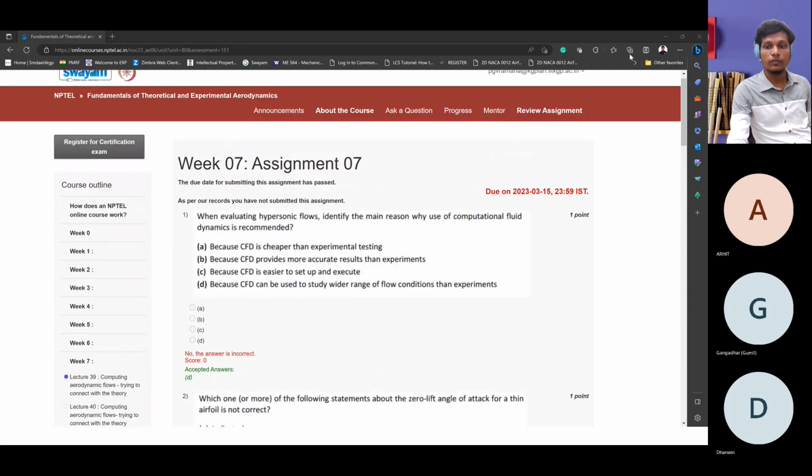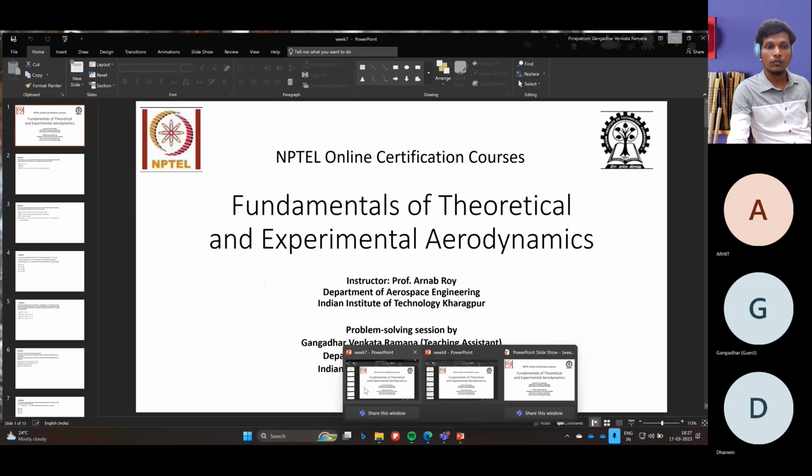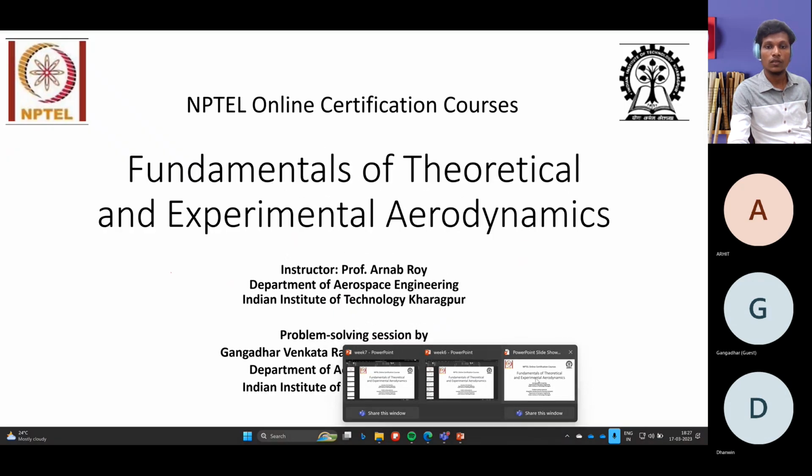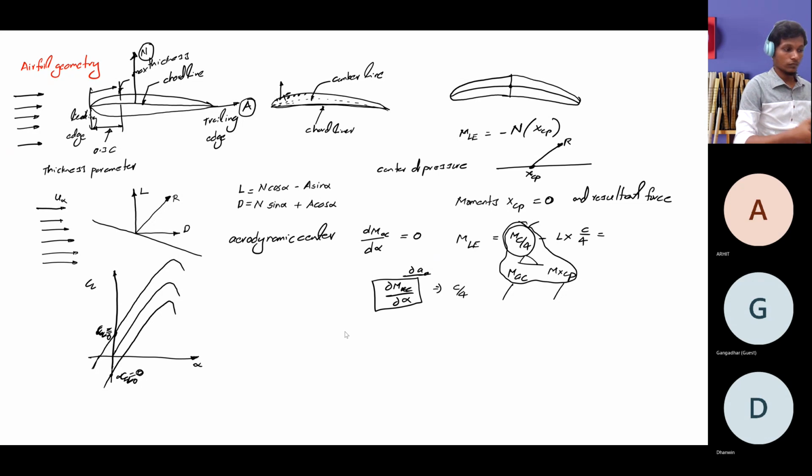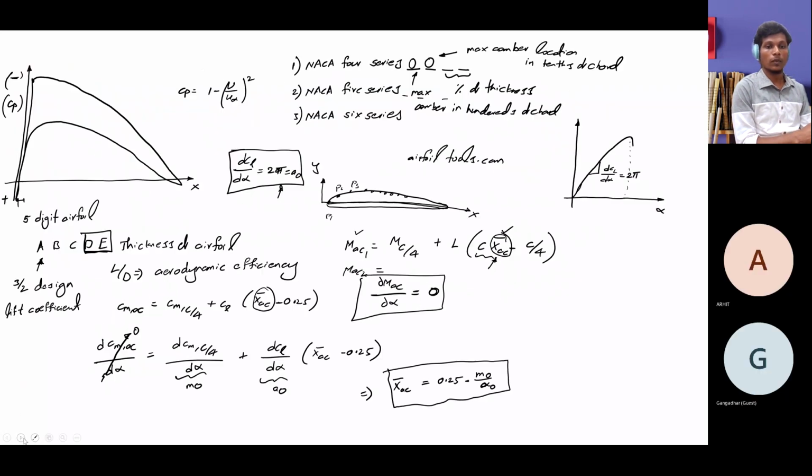So let us start today's session then. Just to give you an overview of the last class. In the last class, we discussed some of the points related to the airfoil geometry. We also discussed what is the resultant force on an airfoil and how to handle that, and the moment coefficients and force resolutions from axial direction to the flow direction or perpendicular to flow direction.